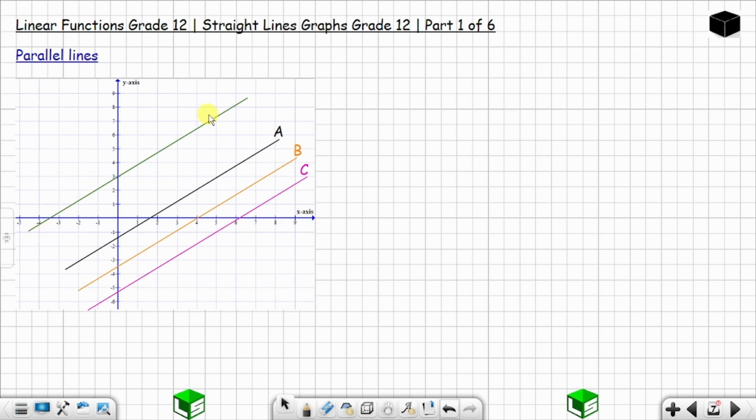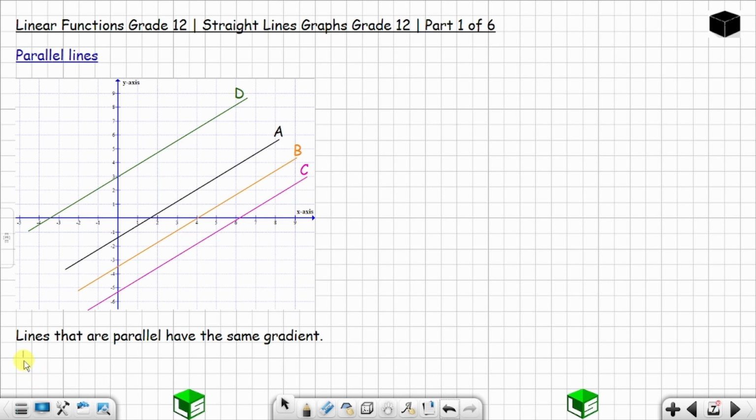Let's say you have this line, which is known as D. As long as the four lines are parallel to each other, they are going to have the same gradient. It doesn't matter how many they are. As long as they are parallel to each other, they are going to have the same slope or the same gradient. So we can say that lines that are parallel to each other have the same gradient. Lines that are parallel have the same gradient.